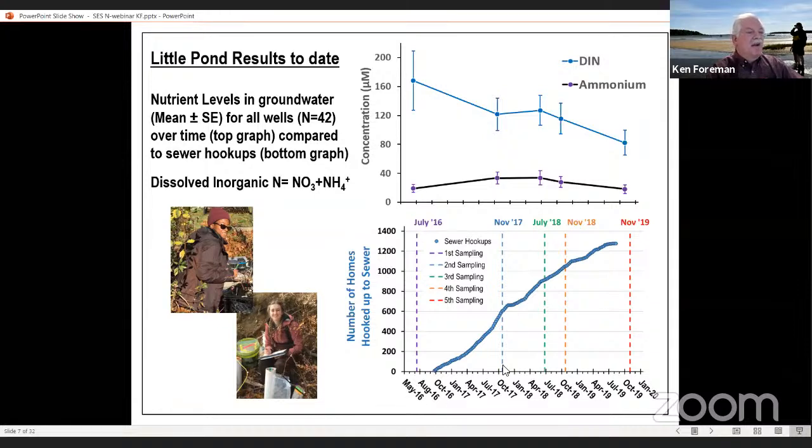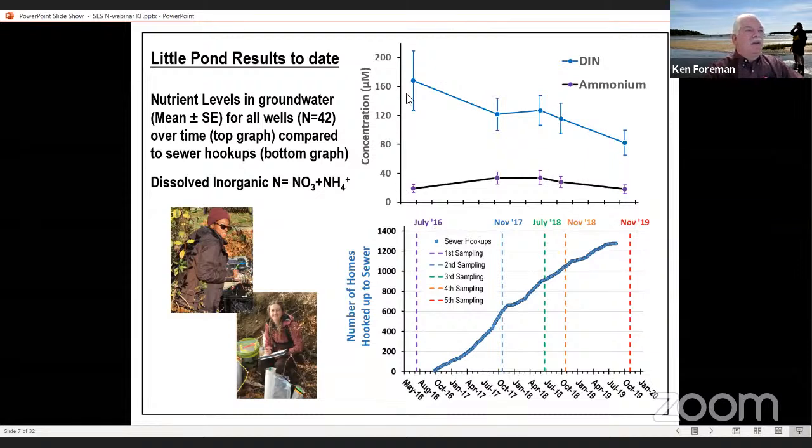So here on the bottom graph, you can see the number of homes hooked up to the sewer system through time. Sewer construction was completed in 2016, and homes gradually began to hook up. And over the course of the next 3 to 4 years, nearly 1,400 homes have been hooked up, and we've sampled prior to any homes being hooked up, July 2016, then in November 2017, July 2018, November 2018, and November 2019. And hopefully before the end of the year, we'll collect another set of samples.